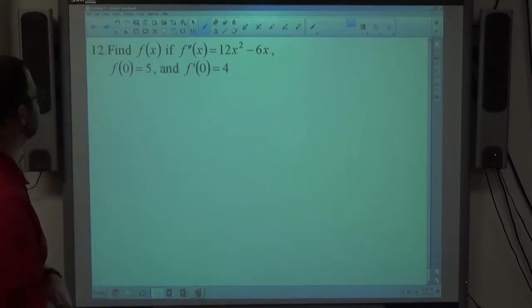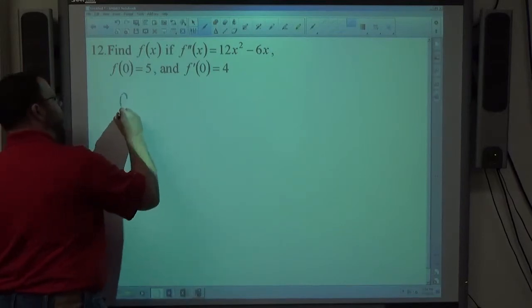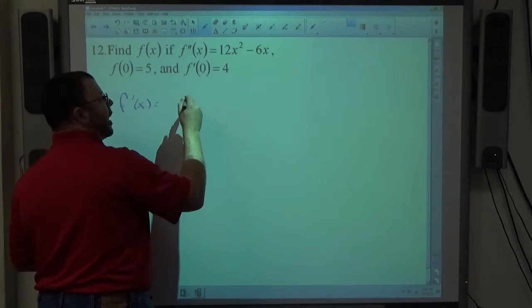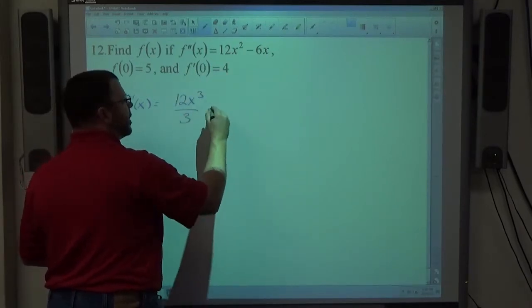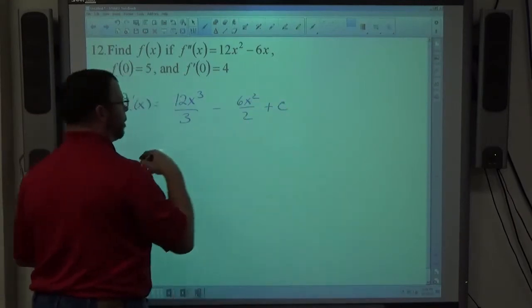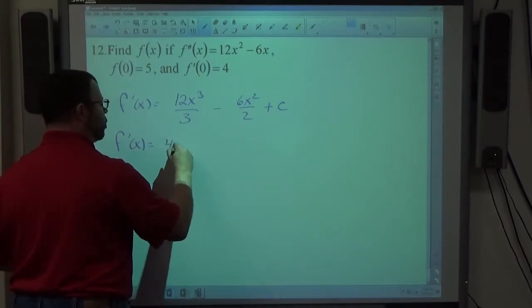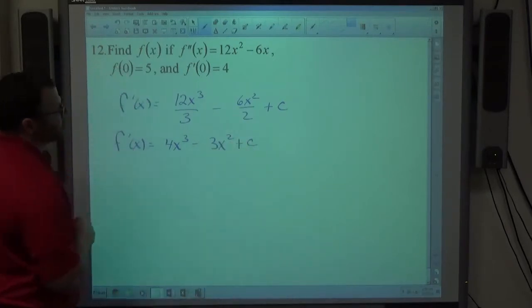And number 12. This time we know the second derivative. We're told what the first derivative and the function itself both equal at 0. So if I start with f prime of x, because this is just a basic polynomial structure, the antiderivative of 12x squared is 12x cubed divided by 3. The antiderivative of 6x is 6x squared divided by 2, plus some constant that we don't know yet. We beautify that up a little bit. We're going to get 4x cubed minus 3x squared plus c.